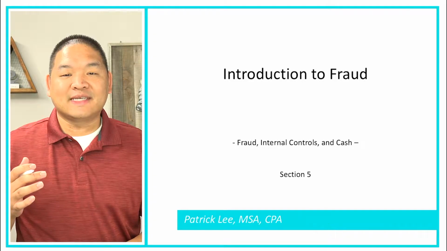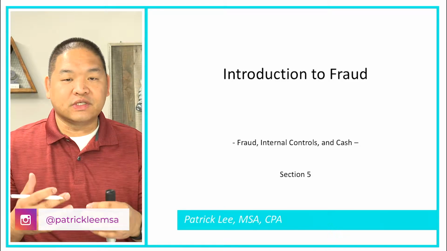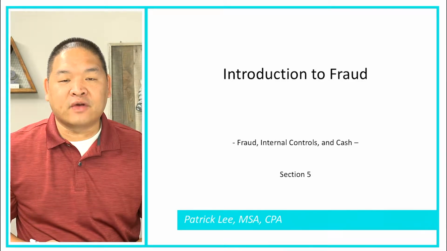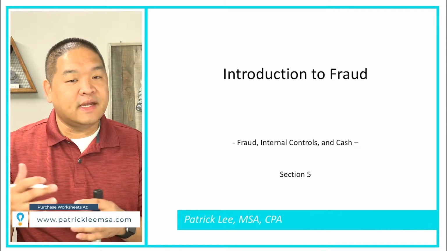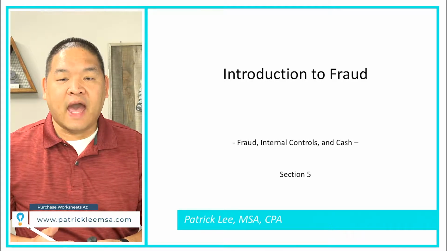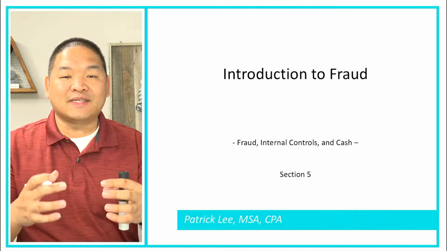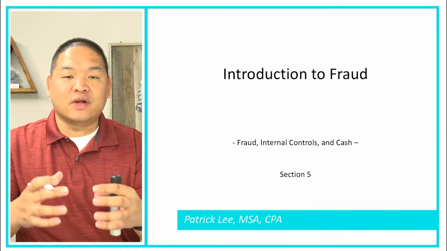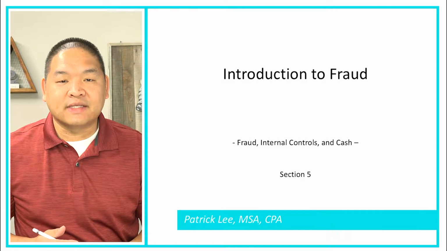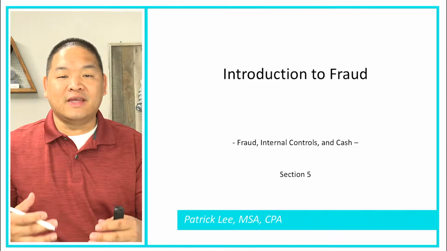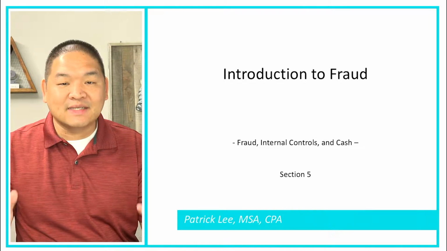Hey guys, welcome to section 5 of financial accounting, or principles of accounting. In section 5, we're going to talk about 3 things. Specifically, we're going to talk about fraud, then internal controls, and then finally cash. And I'm going to show you how fraud and internal controls is an important topic to understand in part to our discussion of cash. But before we do that, let's circle back and summarize what we've learned so far in this course.